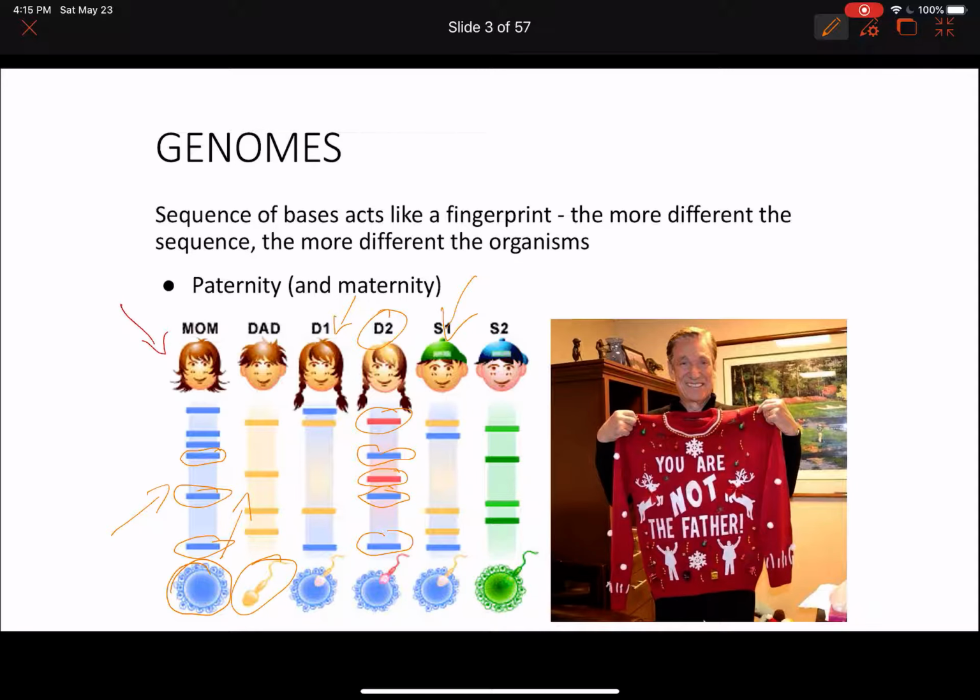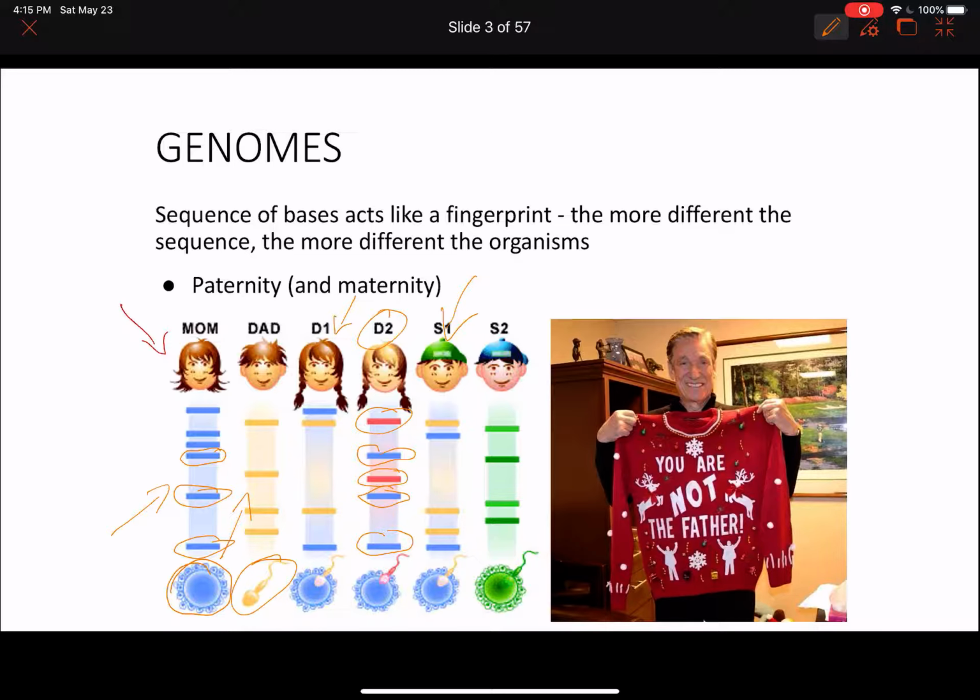Son number one is the genetic result of these two parents, just like daughter number one. You can see the yellow bands match up with dad's sperm, and the blue bands match up with mom's egg. And then son number two, he doesn't match either parent in his banding pattern, so he would be the product probably of adoption in this scenario.